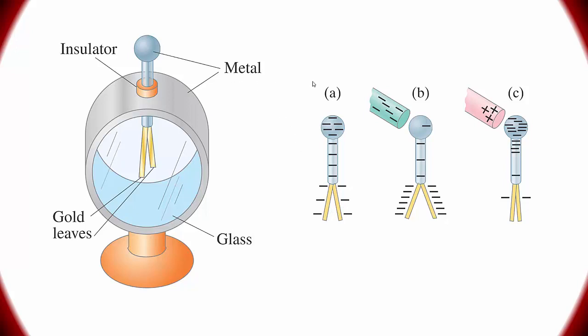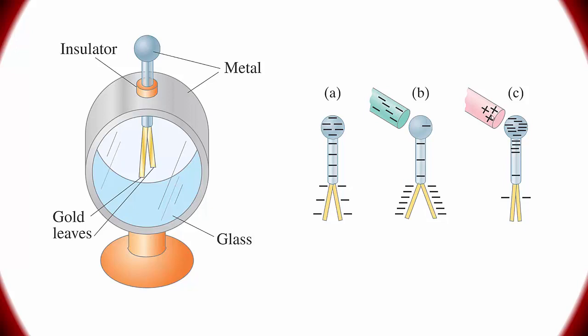Well, then if you bring another negatively charged object, that's going to repel the electrons, so you're going to get more negative charge in the leaves here, and you will increase the separation. So if you know it's negatively charged and you bring an object of unknown charge sign, whether it's positive or negative, and you see the leaves separate, then you know that this was also negatively charged, and vice versa.